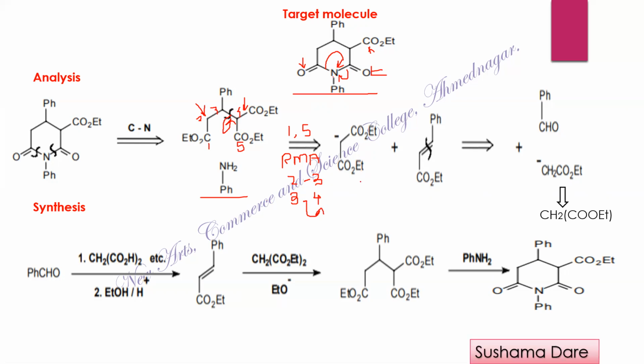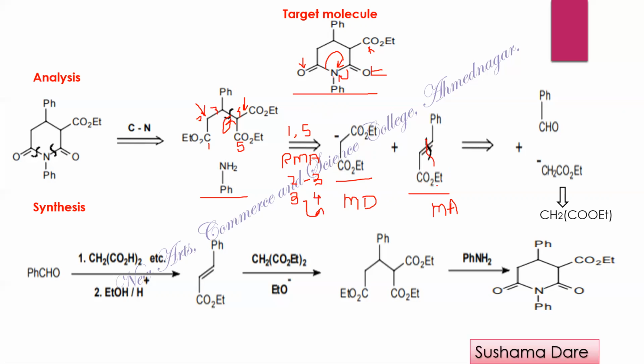So that gives diethyl malonate plus the Michael acceptor, which is always an alpha beta unsaturated carbonyl compound. So this is the Michael acceptor and this one is the Michael donor. Now how to get the Michael acceptor? It is nothing but an alpha beta unsaturated carbonyl compound. So for the alpha beta unsaturated carbonyl, disconnect here.